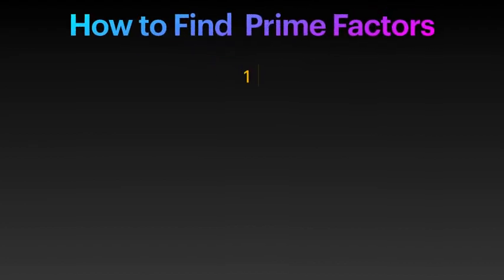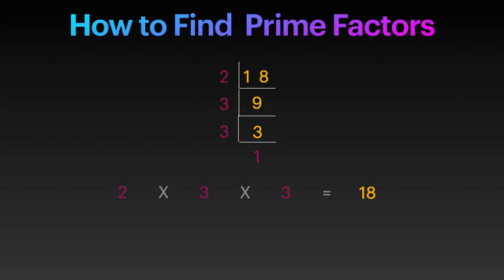Now we have come to how to find prime factors. In order to find prime factors of a number, we use short division. Let's find the prime factors of the number 18. Look at the screen. First of all, we write down the number 18. Then we draw a couple of lines this way.